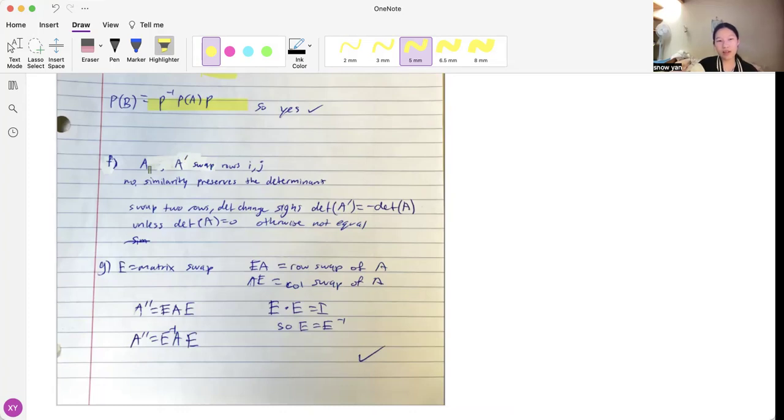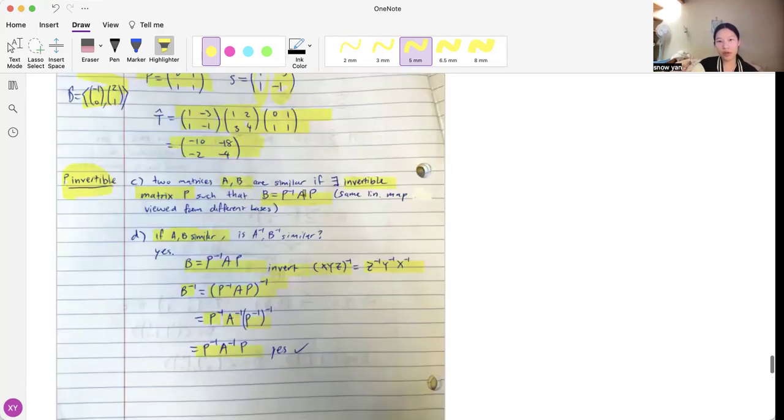So let's assume that A prime is obtained by swapping rows I and J. It's not similar, because similarity preserves the determinant. When we swap two rows, the determinant changes sign from positive to negative. So unless the determinant is zero, they're not equal. In any case, we can find one counterexample and say that it doesn't work out.